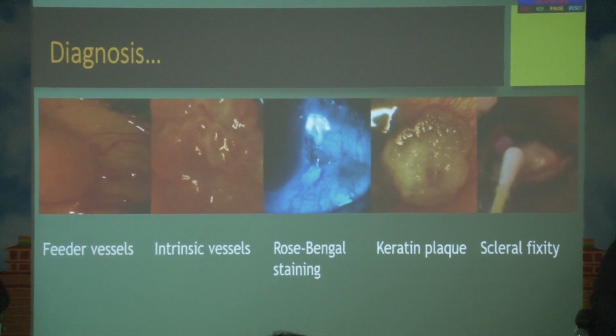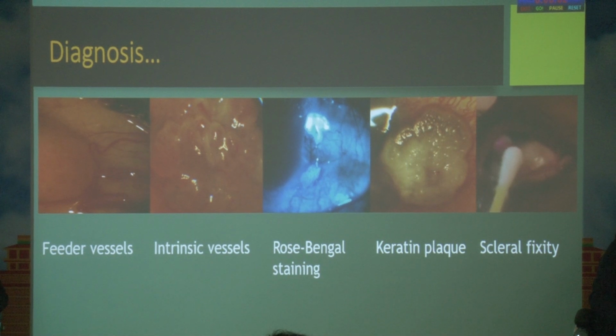Rose Bengal stain is one of the stains which gives you a good demarcation of the tumor line. The presence of keratin plaque is another very important feature of these lesions. One test I would always prefer doing in the majority of cases, particularly when I want to start topical therapy, is scleral fixity. It gives me an idea whether the tumor is penetrating the sclera, or it is movable or just in a very early stage.